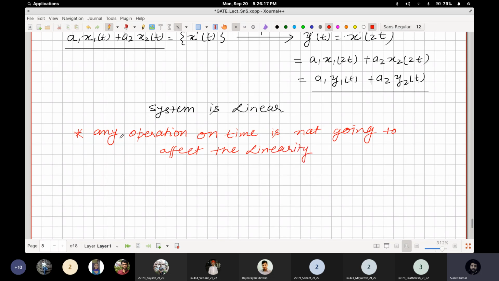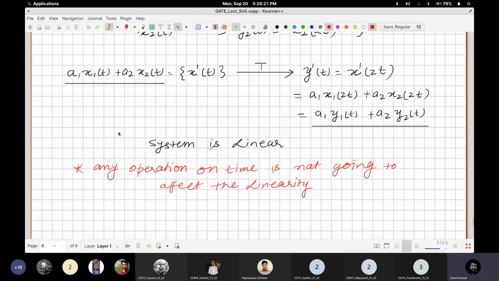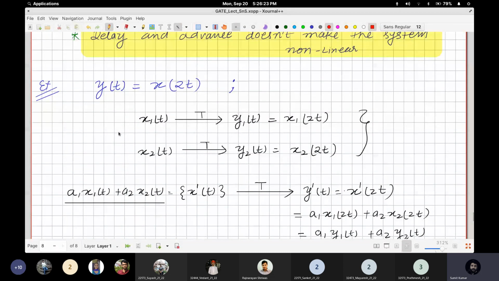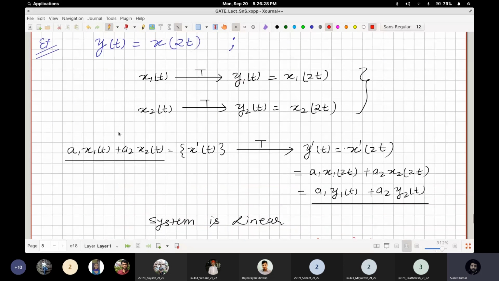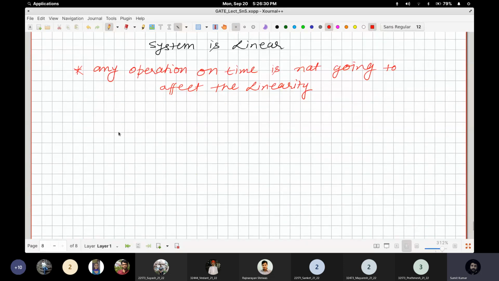Is that clear? So if the system is initially linear, for example, y(t) is equal to x(t) is linear, right? So x of 2t is also going to be linear. x of t minus 3 is also going to be linear. Is that clear to all of you? Yes, sir. Okay.